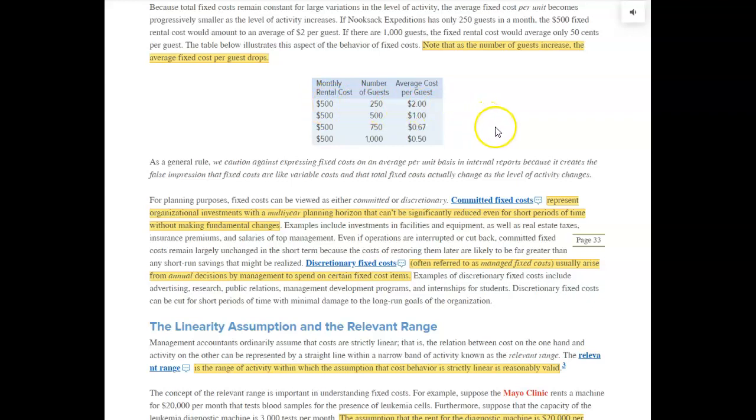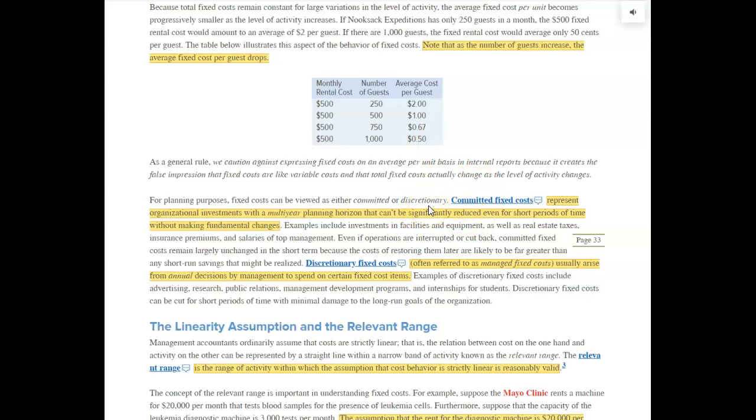So that's one thing about your fixed cost, that in total, fixed costs do not change, no matter the number of units, in this case guests. But the more units you have, the less the fixed cost is per unit. Variable cost per unit stays the same. Fixed cost per unit does go up and down depending on if you have less or more, like in this case, more activity.